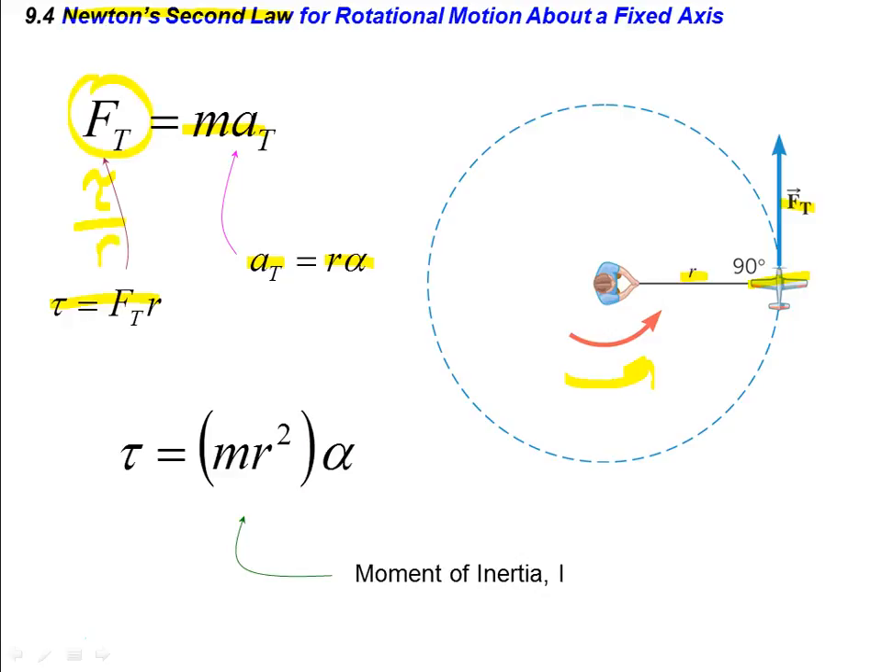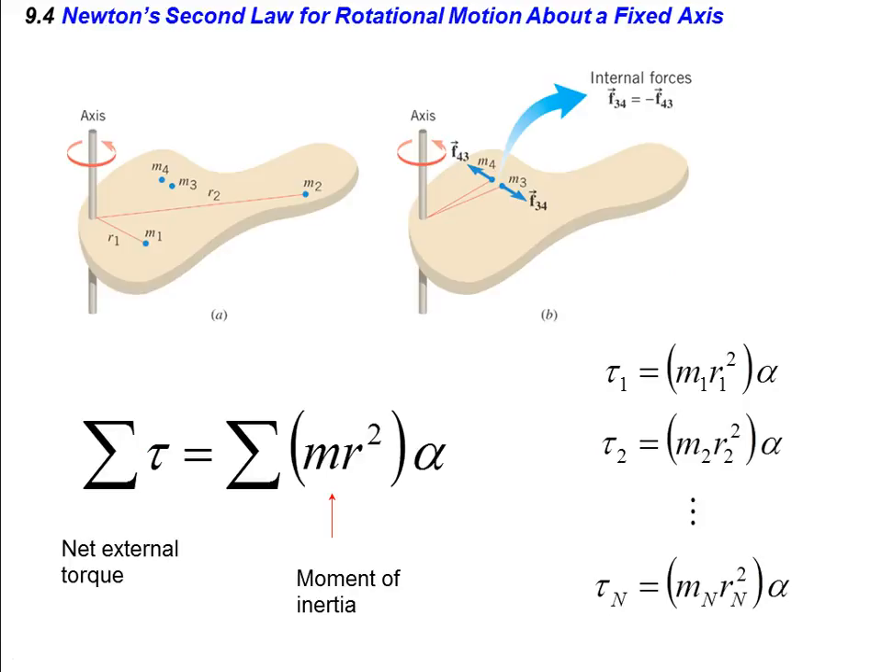When we do that and solve for tau, we get the torque is equal to this mr squared quantity times alpha. Now this mr squared quantity is a special quantity that we will call the moment of inertia, and we're going to give it the label of I. Moment of inertia is a funny little thing. Just like we have inertia in the translational sense, it's a tendency to not want to accelerate, not want to change its motion.